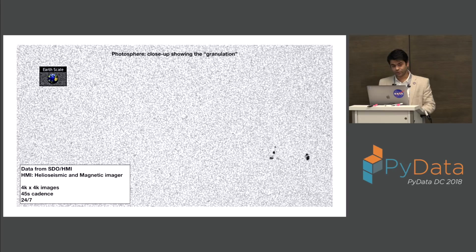There's another instrument called AIA. It takes images of the corona. I will show that later. But basically, these two instruments send us 1.5 terabytes of data per day.